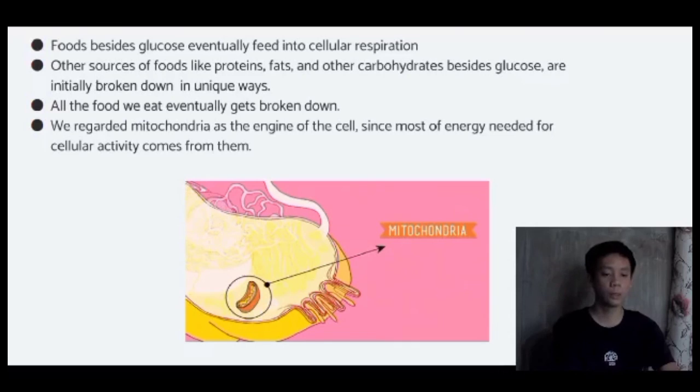Foods besides glucose eventually feed into cellular respiration. Other sources of food like proteins, fats, and other carbohydrates are initially broken down in unique ways. All the food we eat eventually gets broken down. We regard mitochondria as the engine of the cell, since most of the energy needed for cellular activity comes from them.